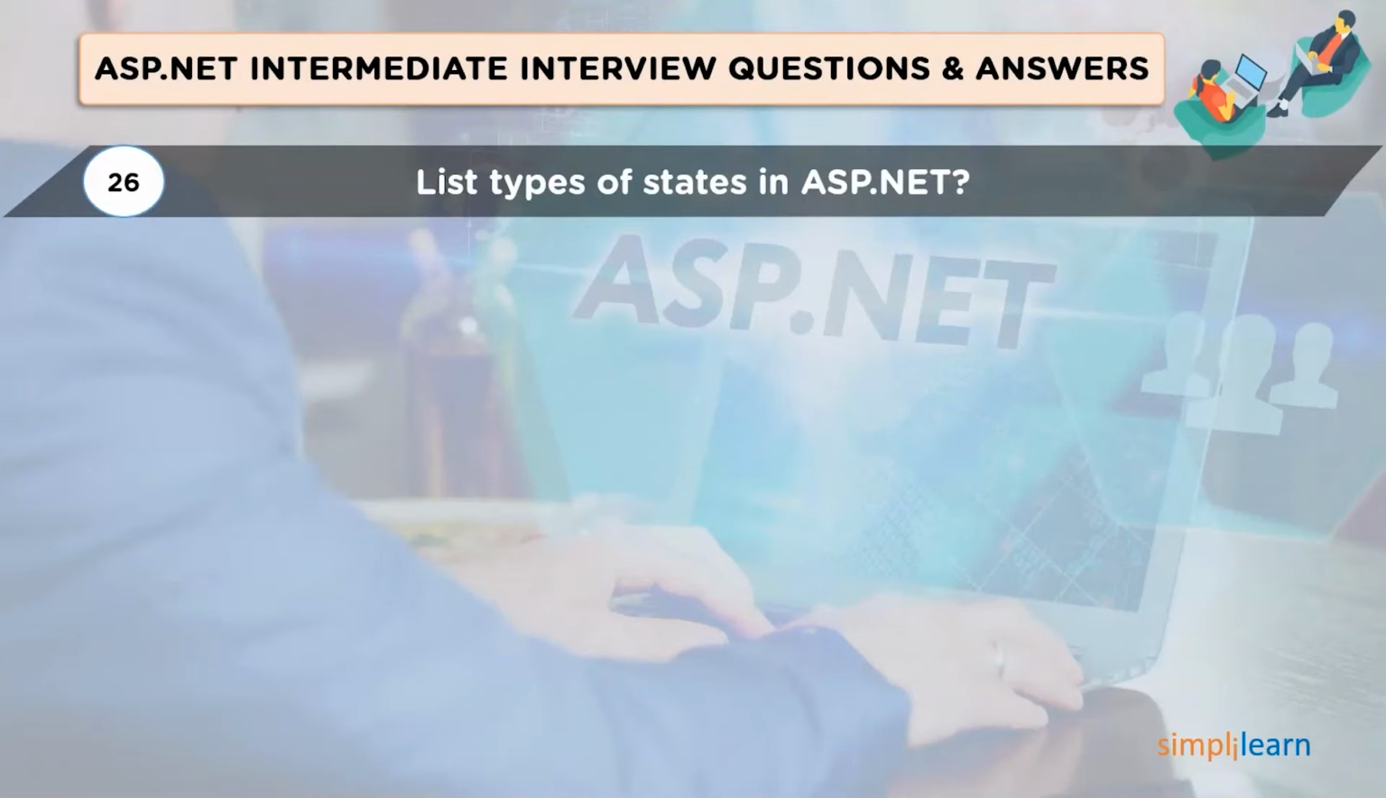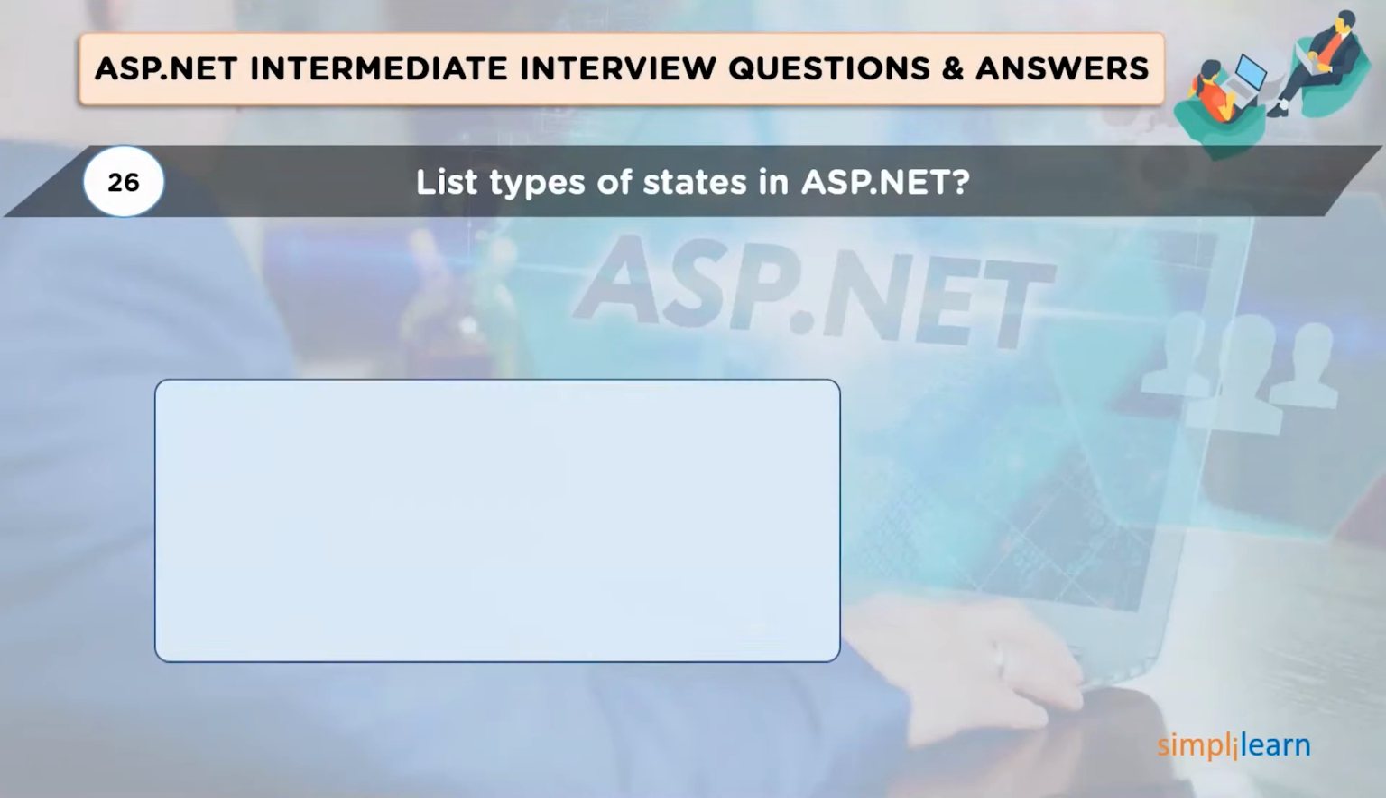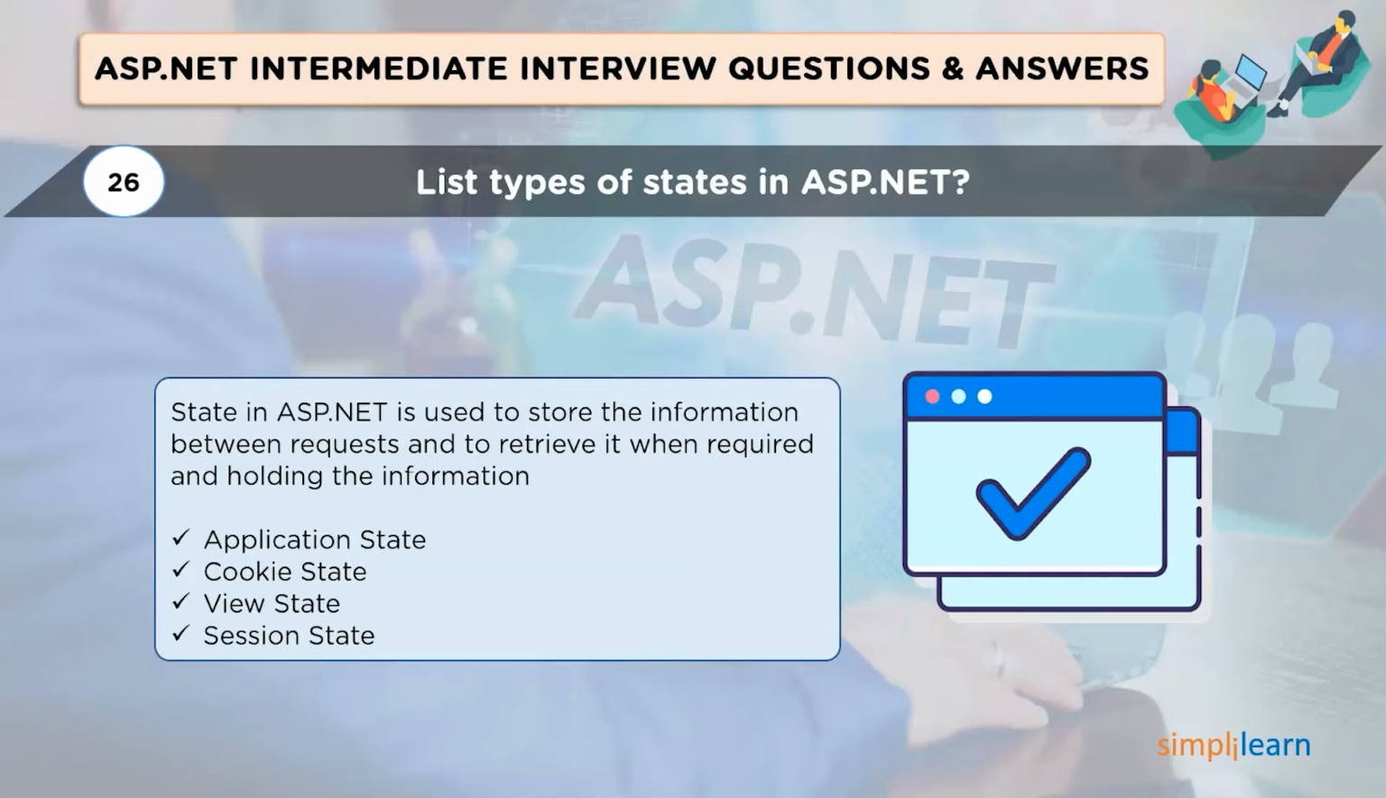List the types of states in ASP.NET. State in ASP.NET is used to store the information between request and to retrieve it when required and holding the information. ASP.NET provides 4 types of states: application state, cookie state, view state, and session state.